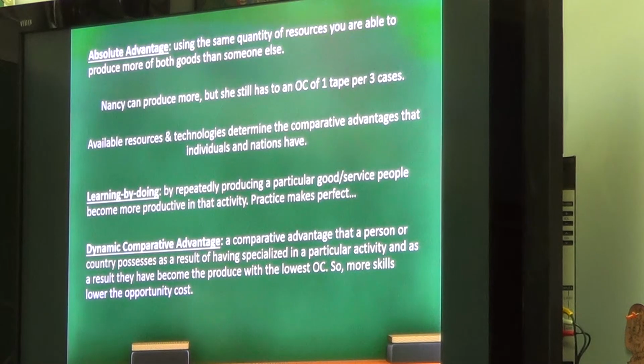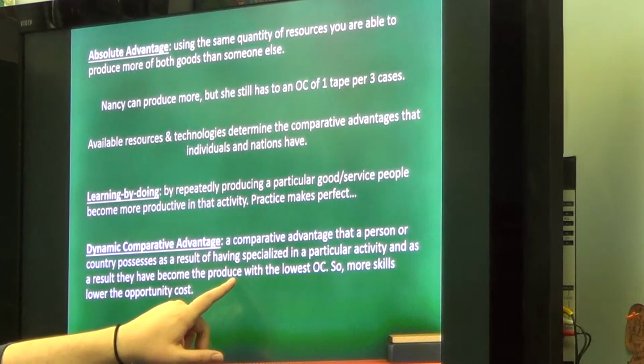Is that supposed to say Producer? Yeah, it's Producer. Typo, sorry.